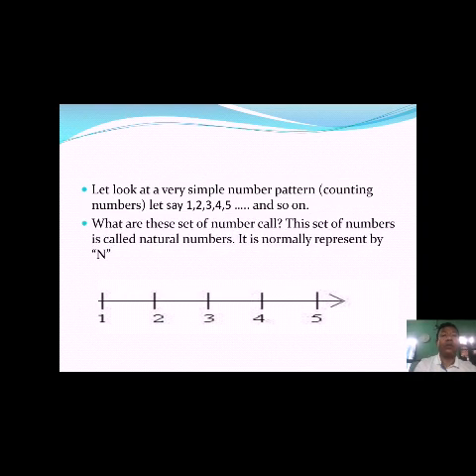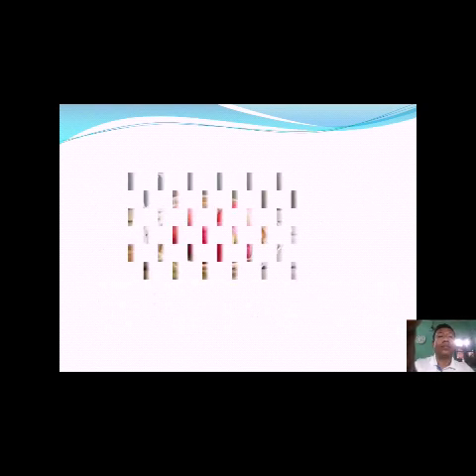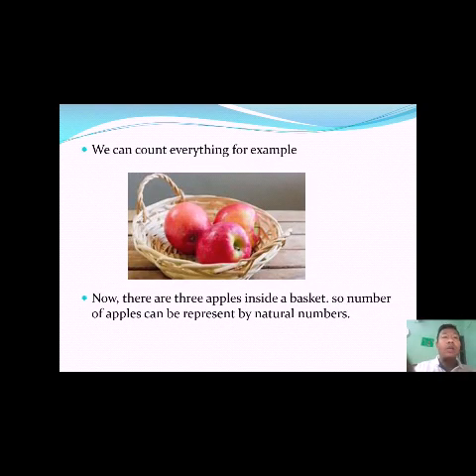What is this set of numbers called? This set of numbers is called natural numbers. It is normally represented by N. We can count everything, for example, now there are 3 apples inside a basket, so the number of apples can be represented by a natural number.